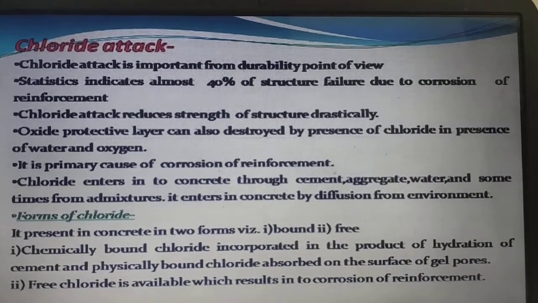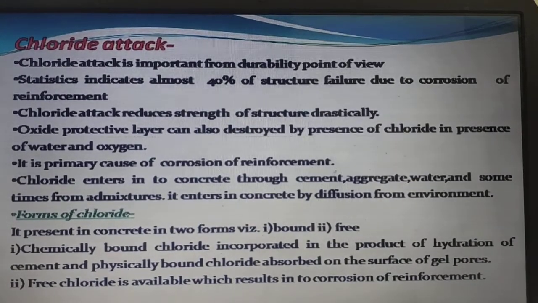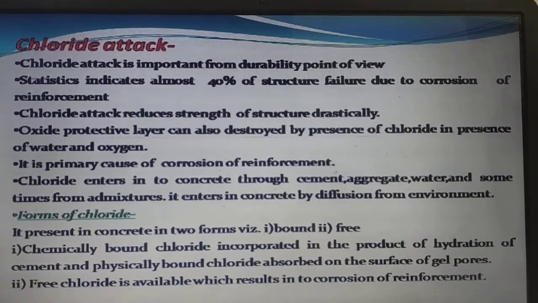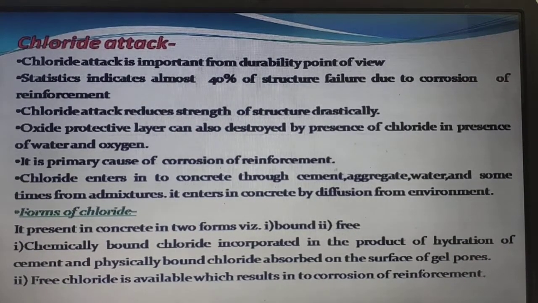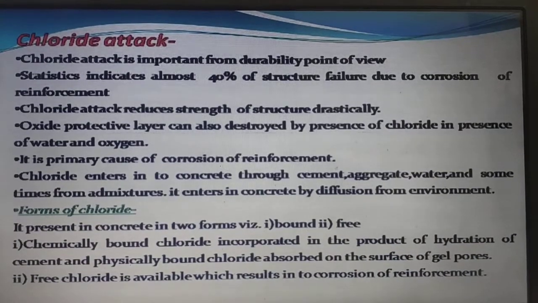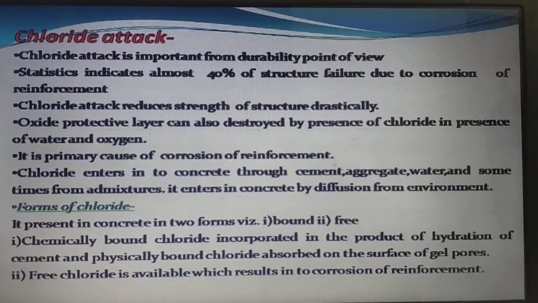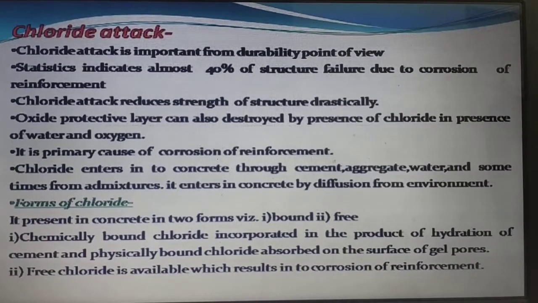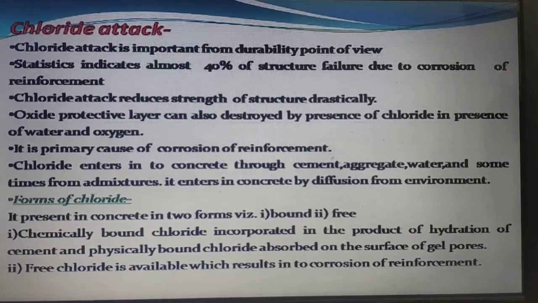Chloride enters into the concrete through the cement, aggregate, water, and sometimes from the admixtures. Care must be taken that while using an admixture, it should be a chloride-free admixture. Sometimes chloride also enters the concrete by diffusion from the environment.